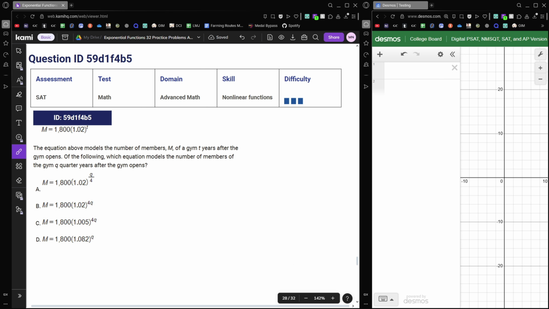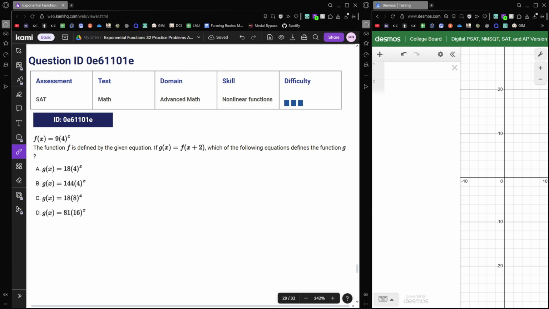Question number 28. The equation above models the number of members m of a gym t years after the gym opens. Of the following, which equation models the number of members of the gym q quarter years after the gym opens? So here it says q quarter years, and you know that a quarter of something would be equal to 1/4. So if you look at the answer choices, you have q over 4 here, and that's 1/4. So our answer would be A.